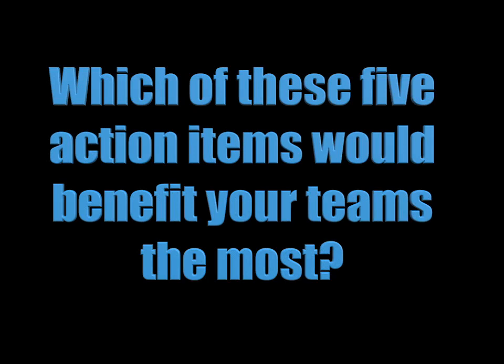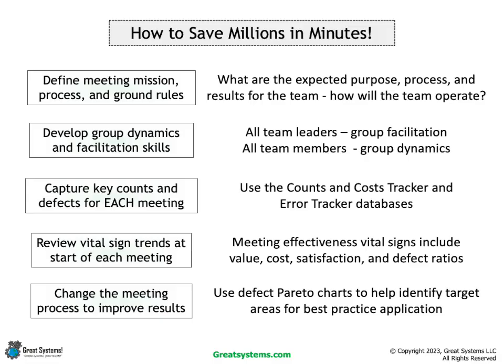Number 3, capture key counts and defects for each meeting. And it's only 4 or 5 numbers. And I give you a cost and counts tracker and error tracker database example here in just a couple of visuals. Number 4, review vital sign trends at the start of each meeting. Takes about 2 minutes. Meeting effectiveness vital signs include value, cost, satisfaction, and defect ratios, and they're not complicated.